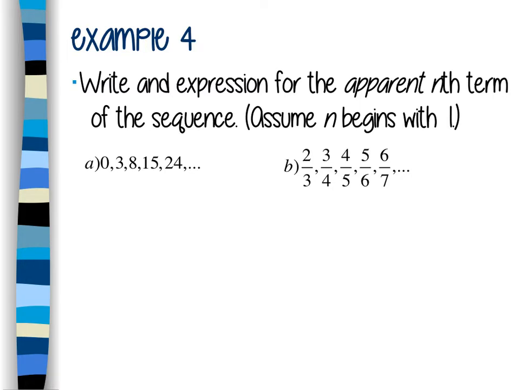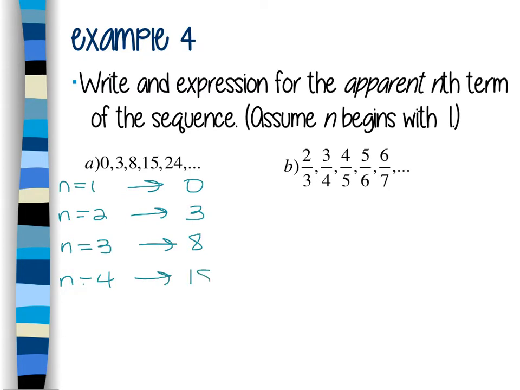So I would say that the most common mistake people make is going, okay, from 0 to 3, 3 to 8, 8 to 15, 15 to 24, what happens there? It's not always going to be adding the same thing or multiplying by the same thing. A better way to approach it is to say, if my first term, so if n is 1, then my result is 0. If n is 2, then my result is 3. If n is 3, then my result is 8. If n is 4, then my result is 15. And if n is 5, then my result is 24.